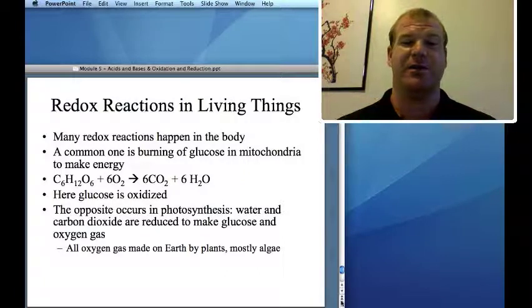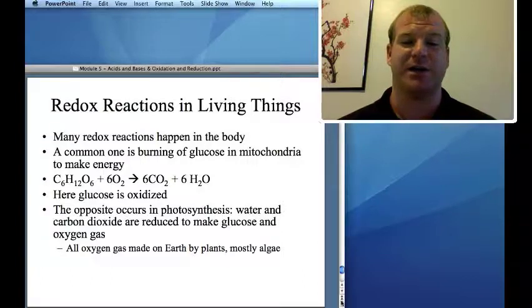So I told you oxidation reduction happens in living things, and many of these reactions. So burning glucose to make the motion in our bodies and any sort of energetic process. That's C6H12O6 plus oxygen makes carbon dioxide and water. So glucose is oxidized. How do you know? Well, you're adding oxygen to it. See, you're adding 6 oxygens to glucose. You're literally adding oxygen to it, so it's oxidized.